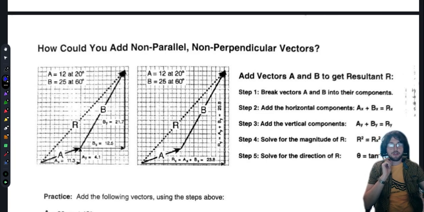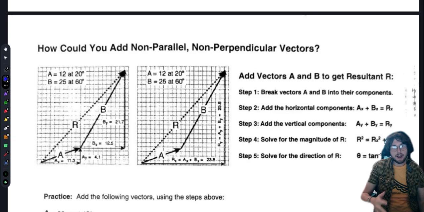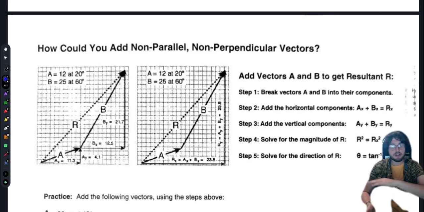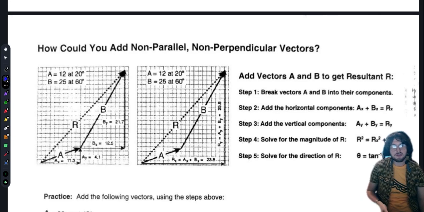But in a situation like this, where you don't have vectors at right angles, you don't have vectors that are just already perpendicular or that are already parallel to each other, you have to do a little bit more work to add those mathematically. So what I'm going to do in this video is walk you through a step-by-step process that you should think through as you're approaching a problem like this.